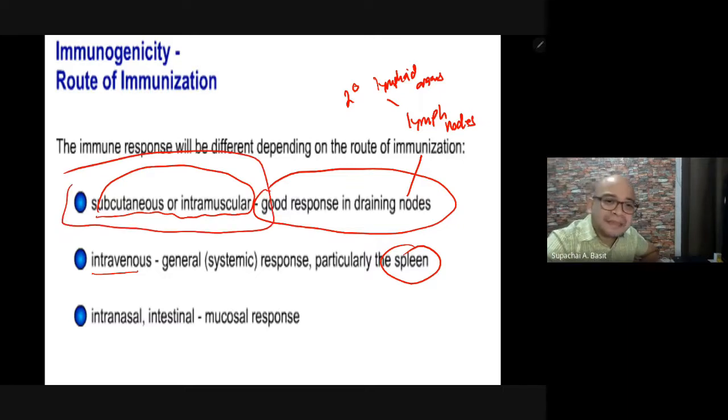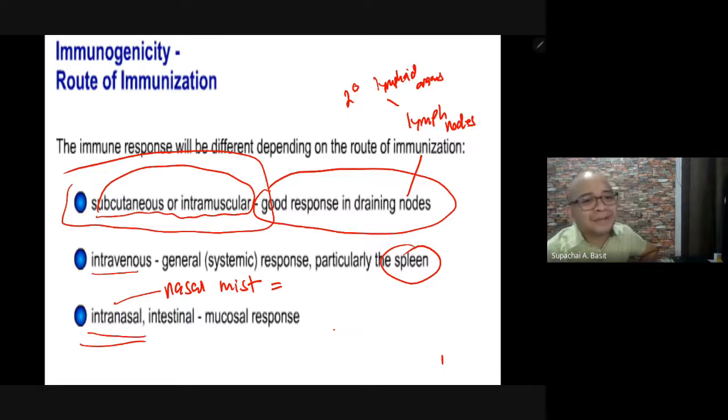The other one would be intranasal. When you say intranasal, usually it is given through a nasal mist. And it is already available, particularly for the influenza A vaccine. It's been given in the form of a nasal mist.